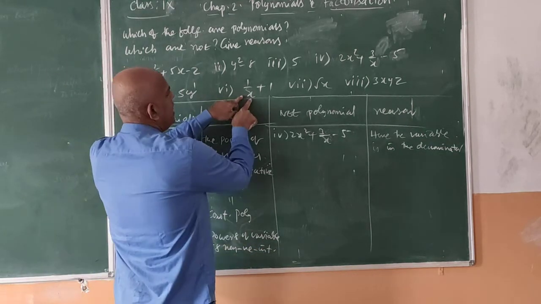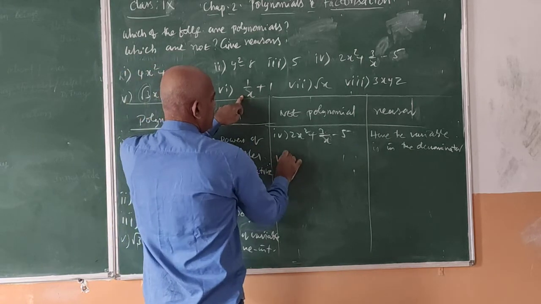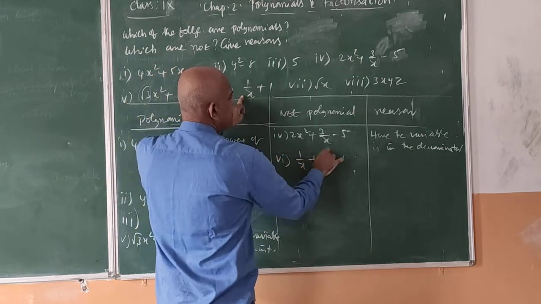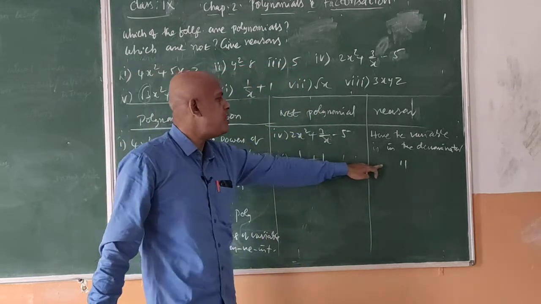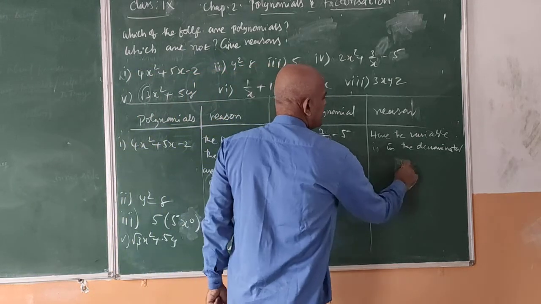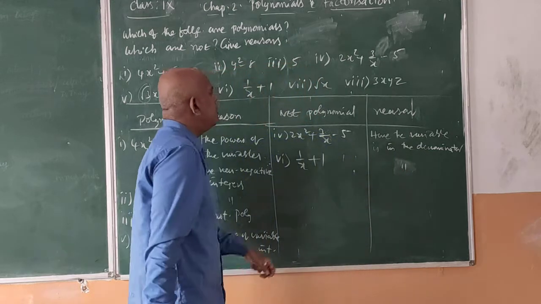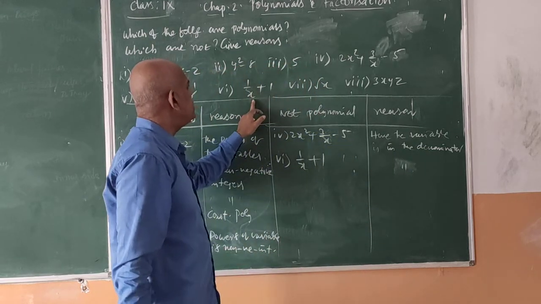Next, 1 by x plus 1. It is not a polynomial. Again the variable is in the denominator. So the same reason you have to write here: the variable is in the denominator. So the sixth one, the variable is in the denominator.